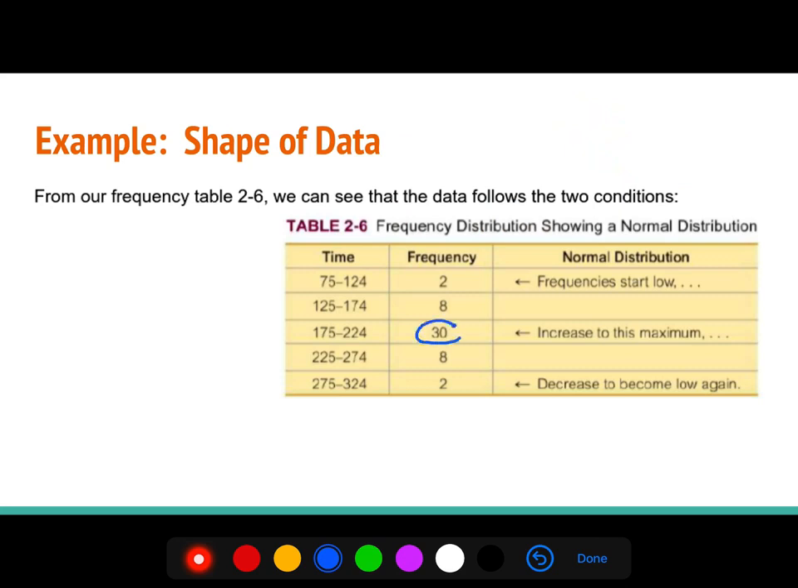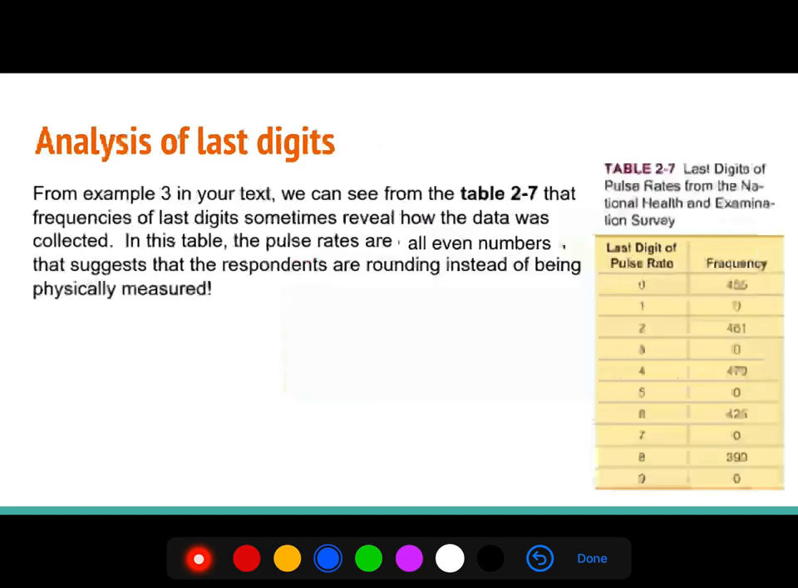So, what does that mean? We're going to look at that shape and see if it's a normal distribution or not. So we look at this table that's given to us, and we notice that there's a maximum, and it started out low, rose up to the maximum, and then it got low again. And they seem to be about the same values. In fact, they're the exact same values, 8 on both sides, 2 on both sides. So yeah, I'd say this one's pretty normal.